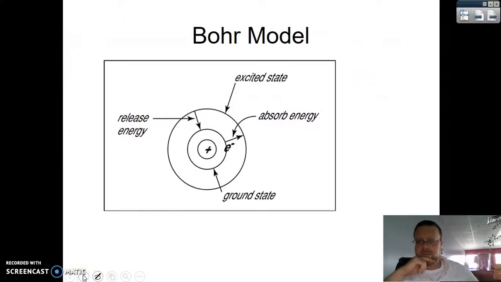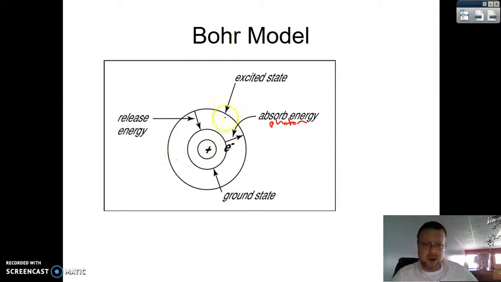To visualize this a little better, let's use a picture, a model. You can imagine we've got this electron in the lowest energy level when this process starts, and let's say that this photon comes in and the electron picks up this photon. After the electron picks up that photon, it's going to jump up to the next energy level.